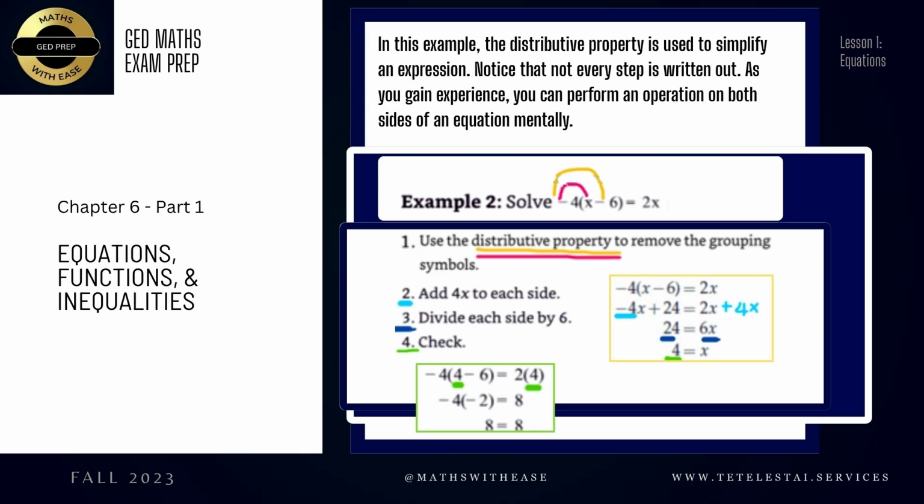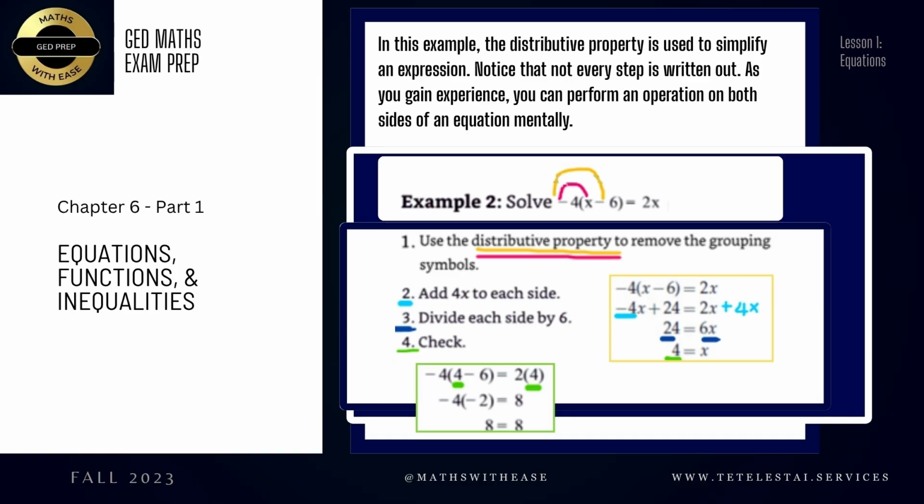Or you can think of it as moving negative 4x over the equal sign, and it then becomes positive 4x once it lands on the right-hand side. 24 is now equal to 6x because we have 2x plus 4x in the preceding step. And so now we divide both sides of the equation by 6. 6 divided by 6 is 1. That leaves us with x on the right-hand side. 24 divided by 6 is 4 on the left-hand side.